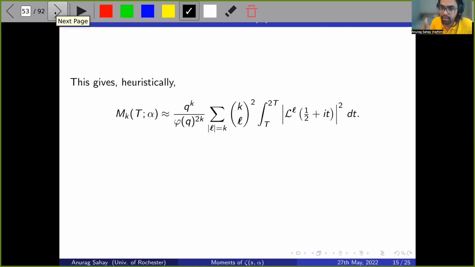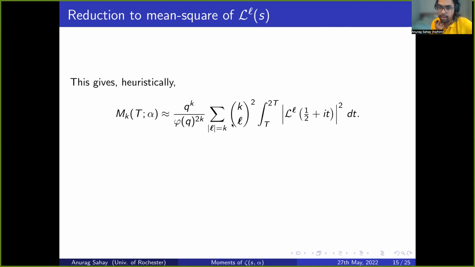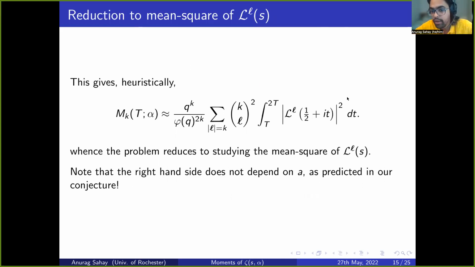You get the mean square of this product of L functions, because these two are the same function, and then some sum over multinomial coefficients. So the problem of looking at the moments of the Hurwitz zeta function is the same as studying the moments of products of L functions. And already you can see that this bit doesn't depend on A in any way. There's Q over here, and there's a Q implicitly over here because L is a tuple of Dirichlet characters mod Q. But there's no dependence on A, and that's why the constant doesn't depend on A.